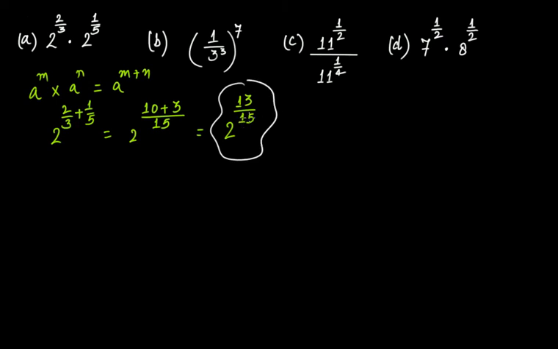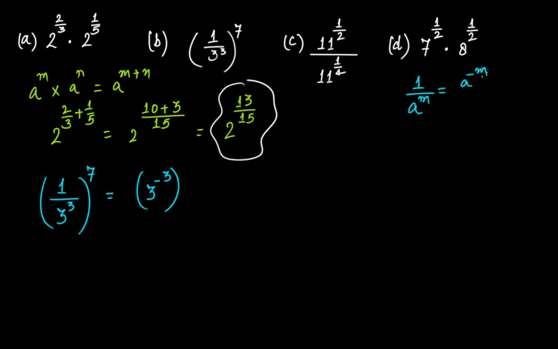Okay, now in this case this is 1 by 3 raised to the power of 3 and then whole raised to the power of 7. Can we write this 1 by 3 raised to the power of 3 as 3 raised to the power of minus 3, because 1 by a raised to the power of m means that it is a raised to the power of minus m, right? Grade 8 mathematics.